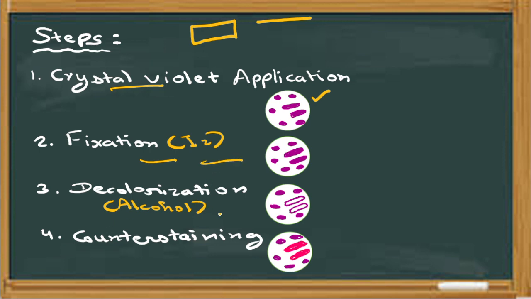Then after this, number three, decolorization step. At the decolorization step we'll add alcohol or acetone to wash the slide. After washing the slide, what will we see? We'll see that some of the bacteria retain the dye, and the other type of bacteria, a few bacteria, will wash out their color. So this is the difference we see.